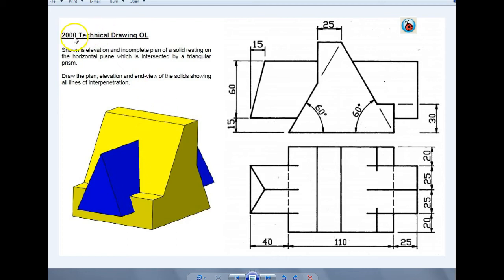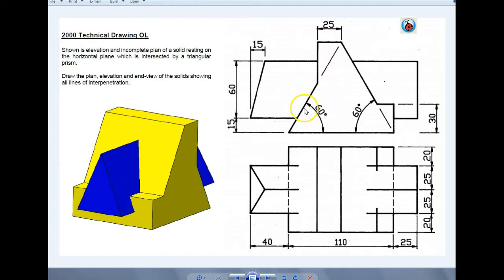Okay, so this is 2002 technical drawing intersecting solids for ordinary level. Now, if we look at this question, you must start construction on the elevation, not the plan. So we're going to start with our elevation. As we can see, we have an irregular prism shape being cut by a triangular prism.